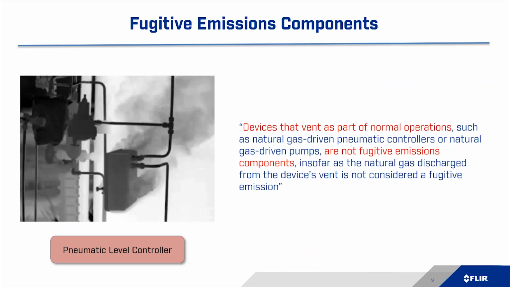One thing that we do note that is called out specifically in the regulation is devices that vent as part of normal operations, specifically natural gas driven pneumatic controllers or natural gas driven pumps, are not considered fugitive emission components. And this primarily means that any natural gas discharge from the devices is not considered a fugitive emission. It's up to interpretation as to what you would need to document every time venting is actually seen as part of normal operation, and I would recommend you advise with your internal environmental group to determine the best path moving forward in that situation.